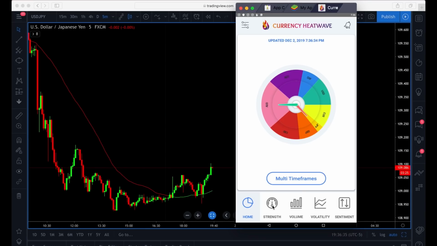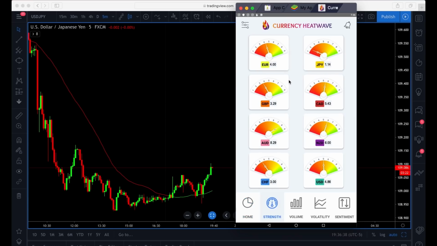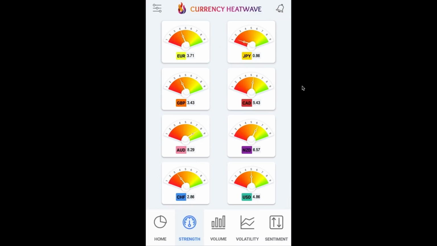So what I use is the strength meter. All right. So let's look at the strength meter. Let's blow it up. So I gave you a moment to look at it. Look at GBP. What do you think that currency is doing right now?